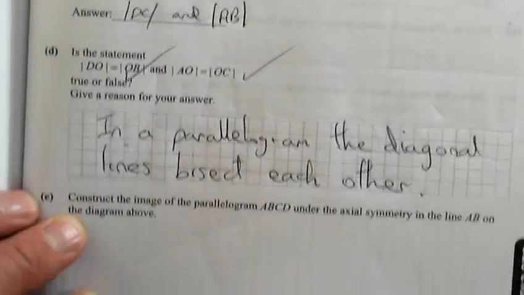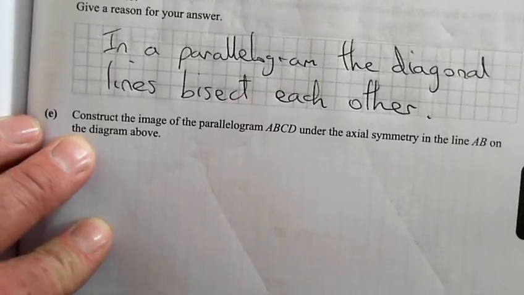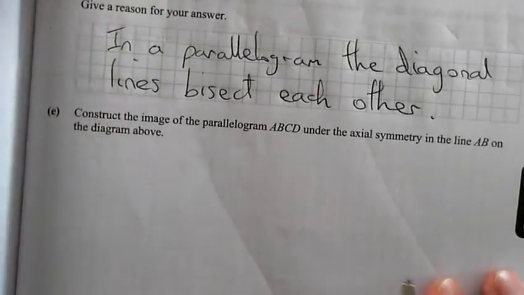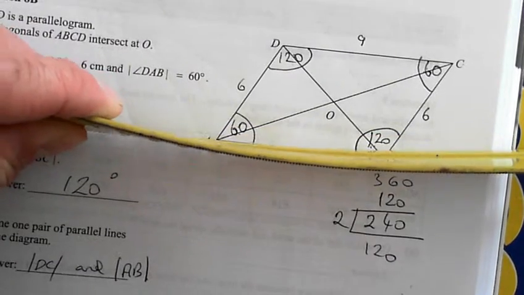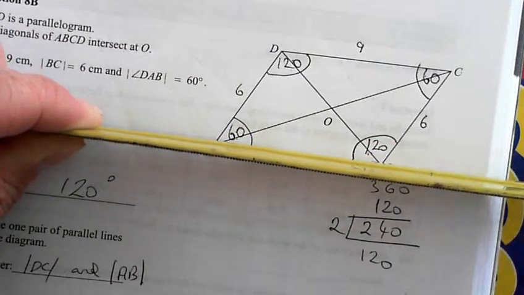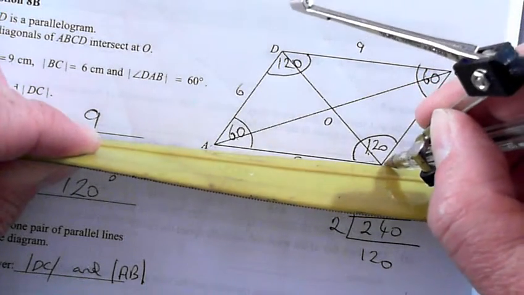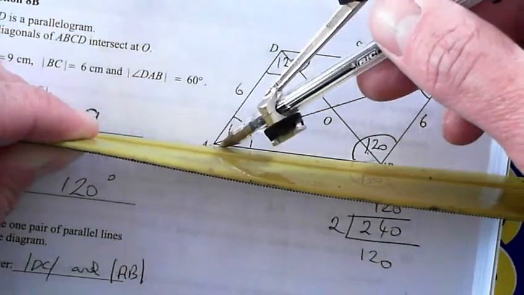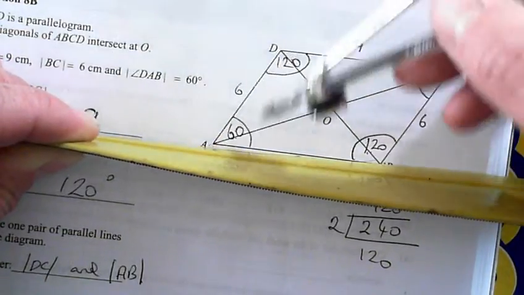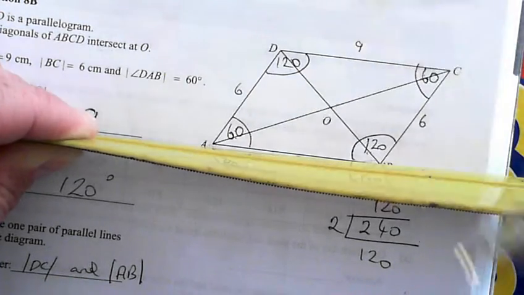Next one. Construct the image of the parallelogram ABCD under axial symmetry in the line AB on the diagram above. Alright, axial symmetry. So the mirror is here at AB. If I'm standing at B with my face against the mirror, am I going to move anywhere? No. If I'm standing here at A, do I go anywhere? No. If I'm standing at D, where do I go? Straight through the mirror, towards the mirror and the same distance to the far side.